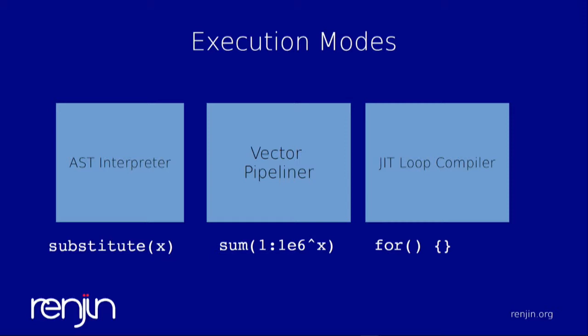We also have an auto-parallelizing vector pipeliner. So if you do vector operations that are chained together, renjin can see that and parallelize them automatically, put your work into separate threads, so that you don't even have to explicitly parallelize your code. And the last component is a just-in-time loop compiler. That means that if it encounters a loop and sees that it's a big loop, then rather than try and interpret it instruction for instruction, it will try and compile it on the fly to machine code and make it run faster.